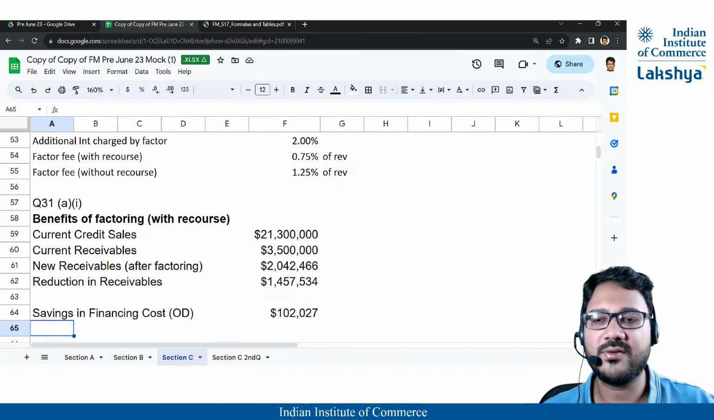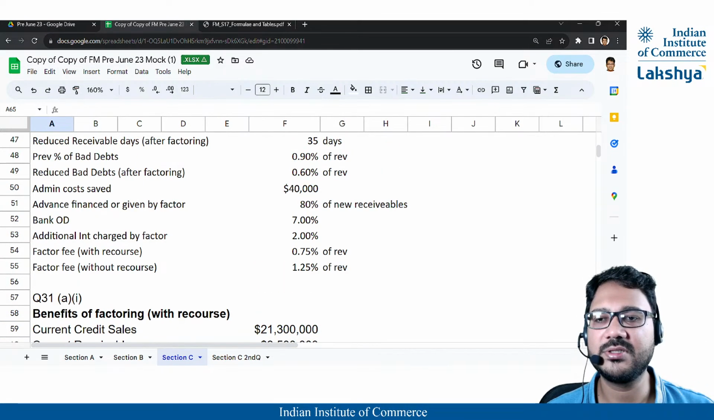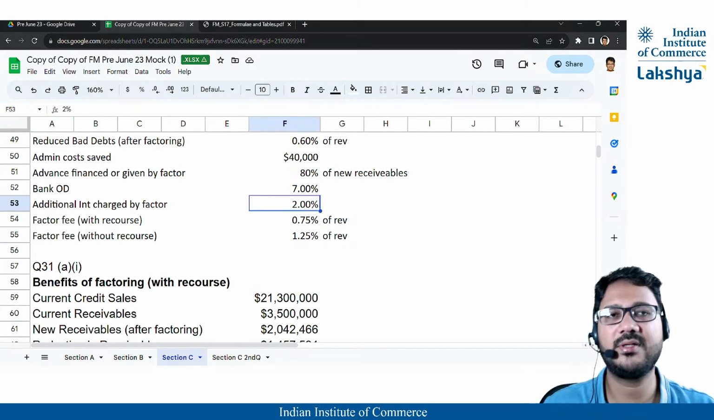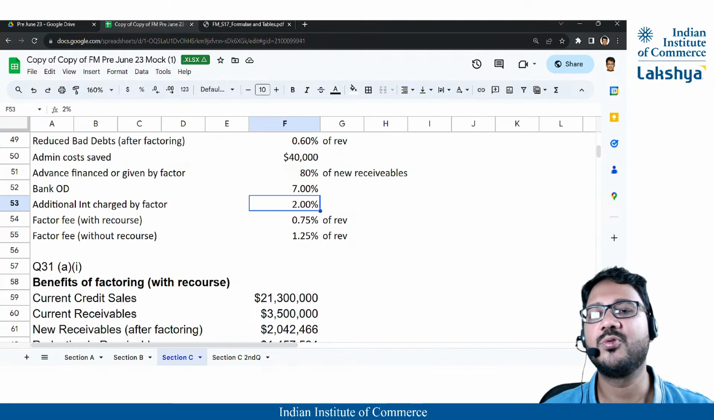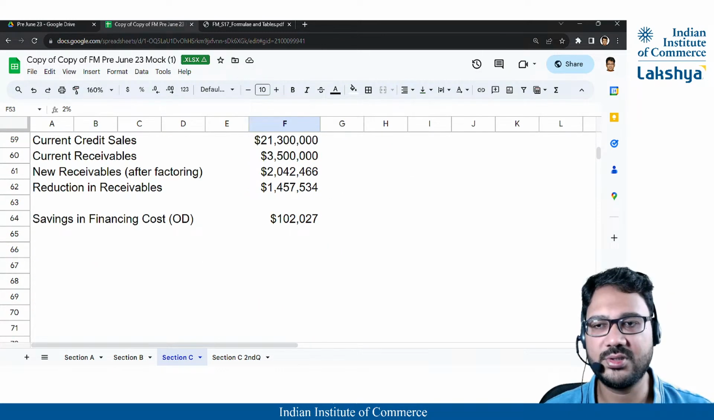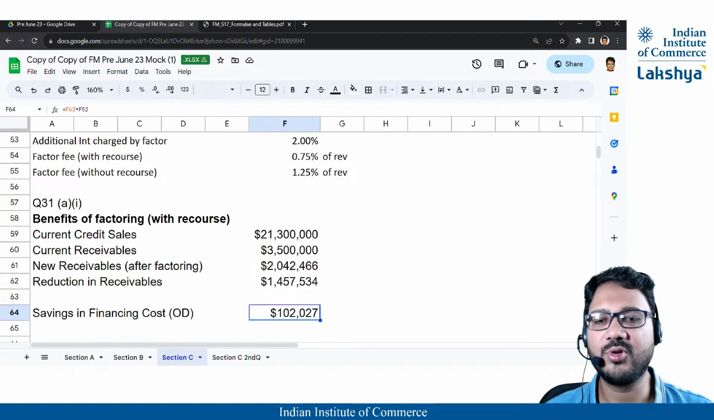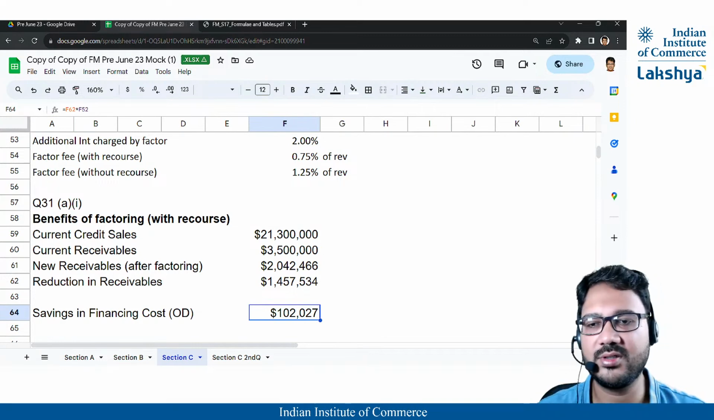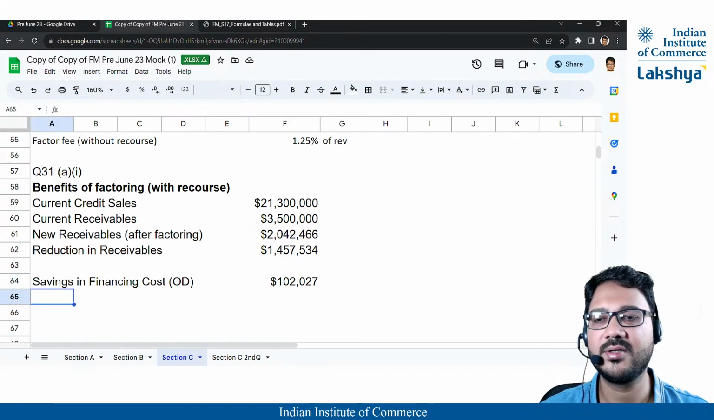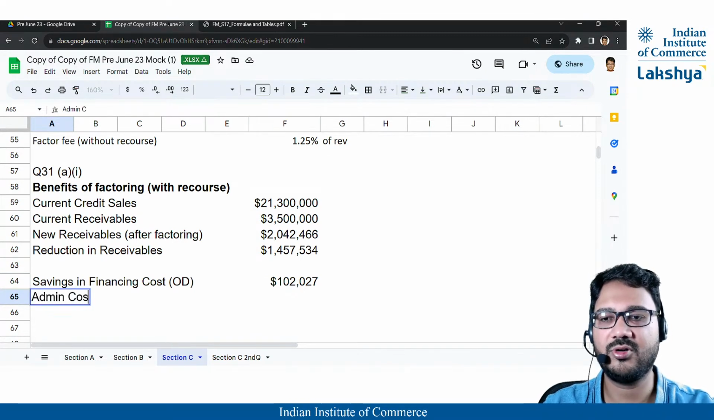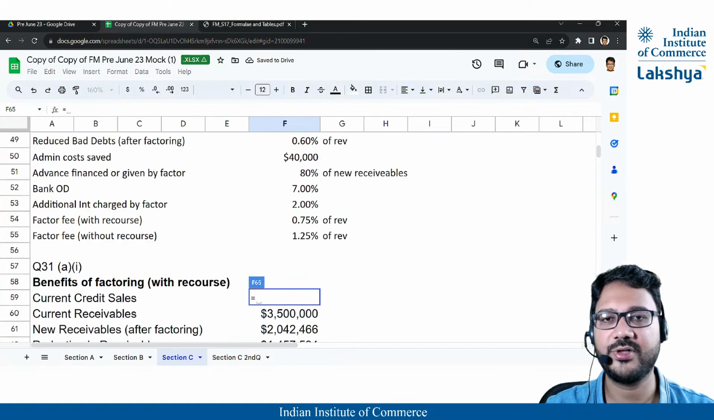But understand that we won't be using overdraft financing. We are basically going to be using factor financing, and factor financing is 2% more, but we'll take it into consideration when we are doing our costs. Okay, so firstly, we are saving bank OD, whatever the cost is, to the tune of this much, because there is a reduction in receivables. Then we are doing savings in admin cost. So admin cost savings is how much? $40,000.